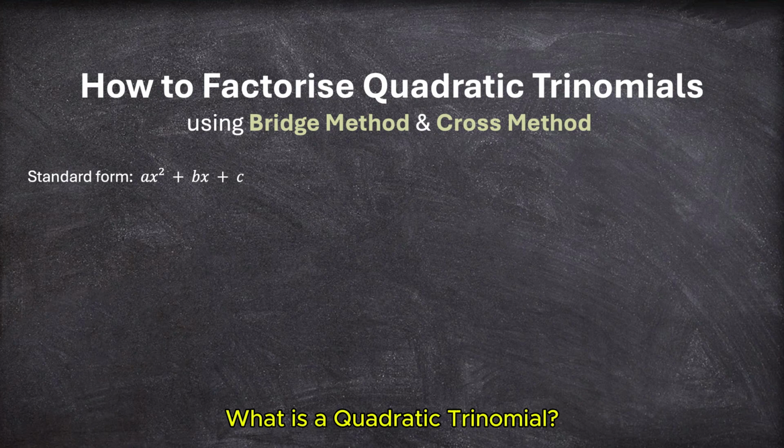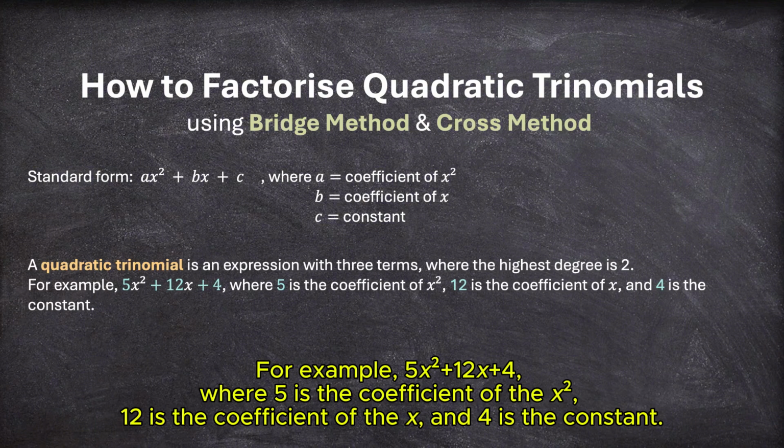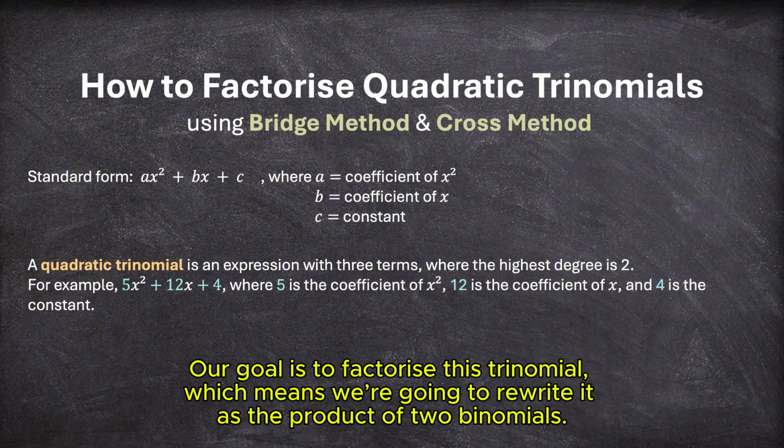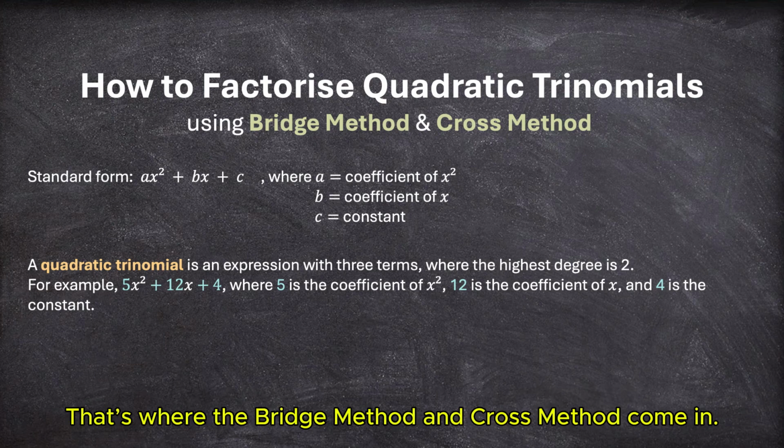What is a quadratic trinomial? A quadratic trinomial is an expression with three terms where the highest degree is 2. For example, 5x squared plus 12x plus 4, where 5 is the coefficient of the x squared, 12 is the coefficient of the x, and 4 is the constant. Our goal is to factorize this trinomial, which means we're going to rewrite it as the product of two binomials. Basically, breaking it down into simpler terms. But how do we do that? That's where the bridge method and cross method come in.